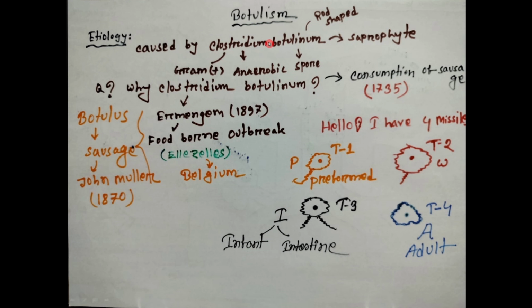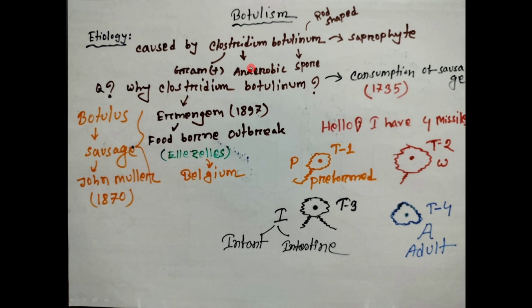So let's see Clostridium botulinum. Clostridium botulinum is a gram-positive bacterium. Gram-positive means the bacteria take up the Gram stain. So it is one kind of gram-positive bacteria, and it is also an anaerobic bacterium.